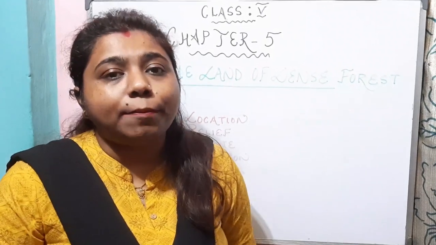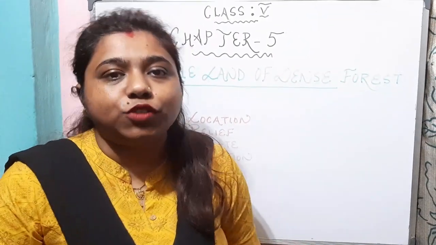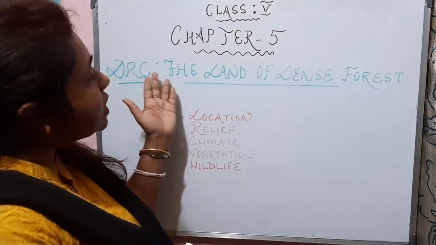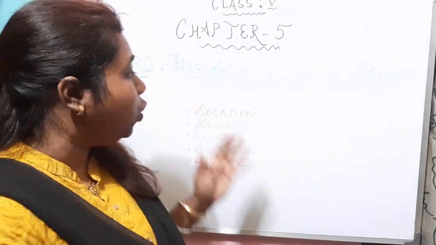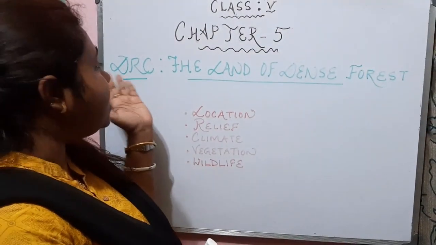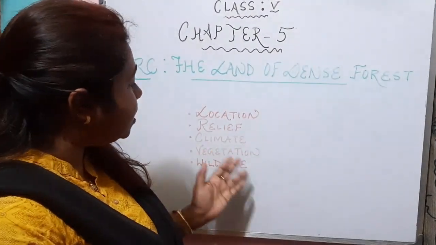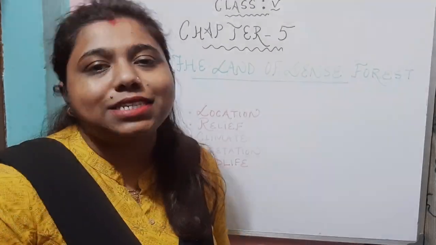This is your Devika ma'am and today we are going to start with another new chapter of class 5 geography. Today we are going to start with chapter 5, DRC, the land of dense forest. In today's video we are going to know about the location of DRC, that is Democratic Republic of Congo, about its relief, climate, vegetation and wildlife. So without wasting much of our time, let's get started.